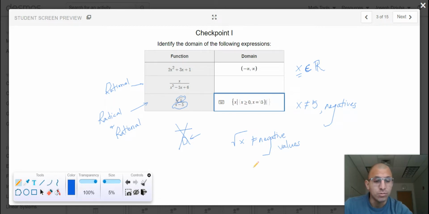I'll see if I can work through some troubleshooting there. That way we can type out the does not equal sign. But this component here says that x must be positive, but it also cannot equal 5. And we'll work through this again if that was a little choppy because of the tech. So do me a favor and fill out what the domain is for that rational expression.